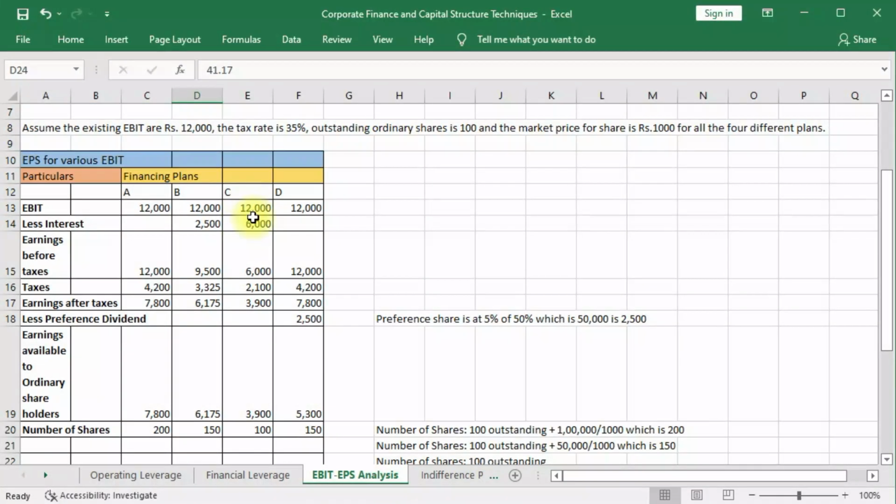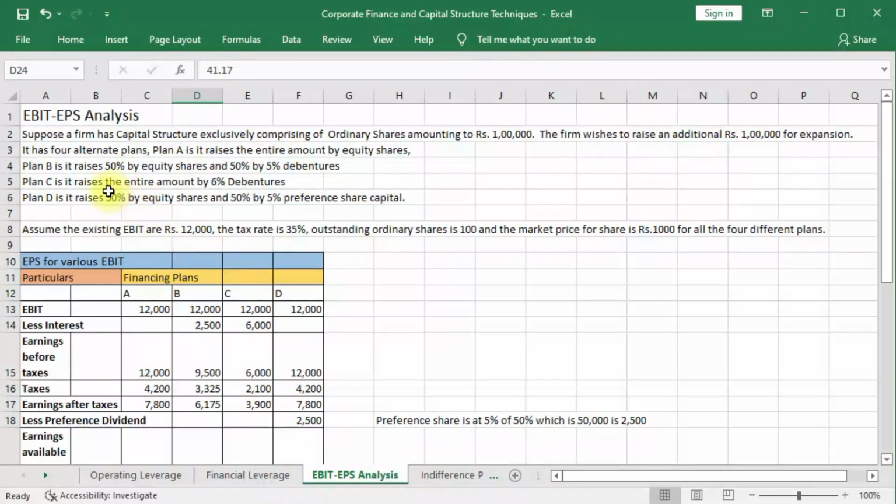Now in plan C, we are raising the entire amount by 6% debentures, which means there is interest. 6% interest is there for debentures. The entire amount which we are raising is 100,000 rupees, at 6% debentures, which would make interest 6,000. And the difference is the earnings before taxes, which is 6,000. Taxes is 35% on 6,000, which would be 2,100. So the earnings after taxes will be 3,900.